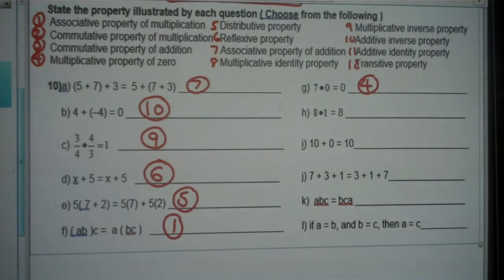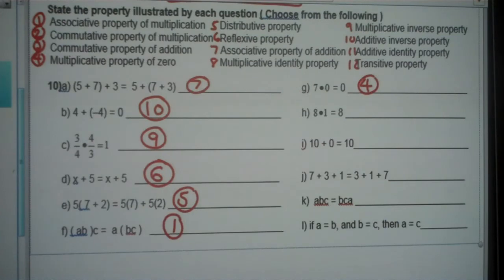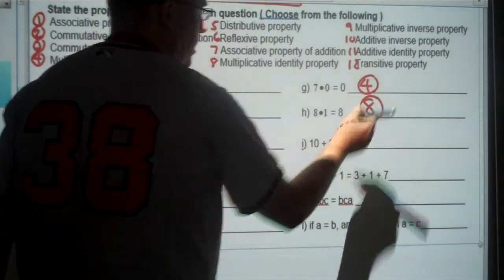8 times 1 equals 8. So I started with 8, and I finished with 8. That is our identity property. And you can see that we multiplied there, so this should be the multiplicative identity property, which is answer number 8.